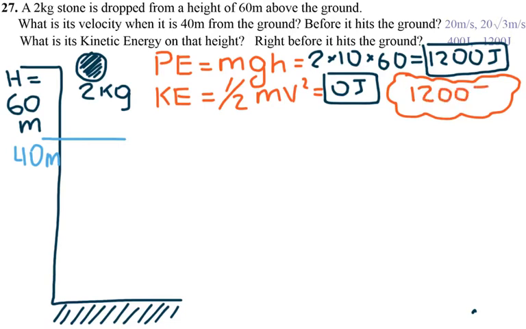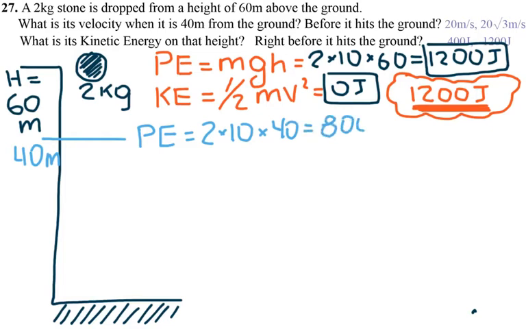So no matter where I look in the motion of my object, I will always have the same energy, 1200 joules. So this number for potential and kinetic energy through the whole path is not going to change. So now I'm going to look right here. My potential energy is equal to mass, G, H is 40, so that gives me 800 joules.